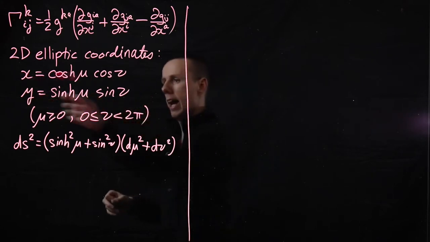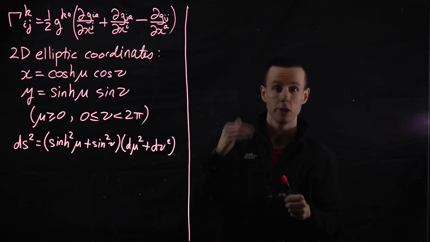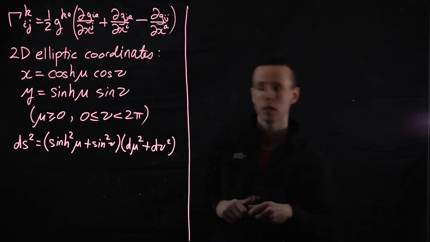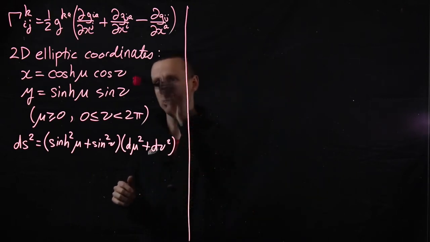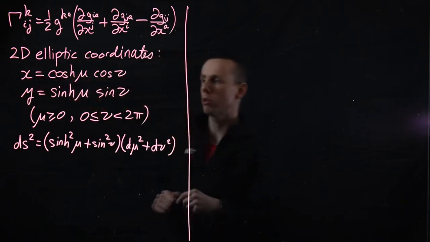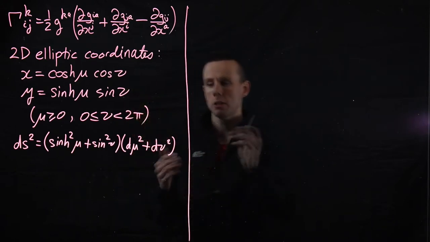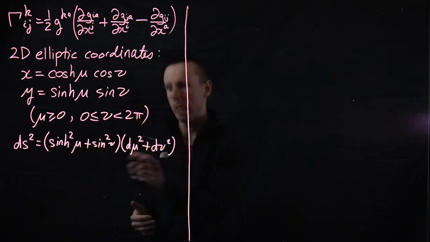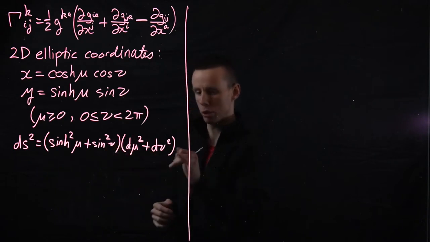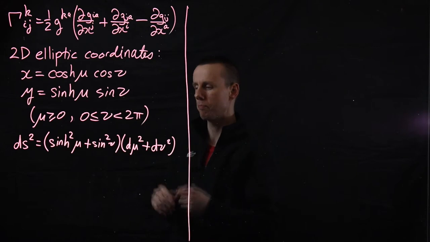Remember in Cartesians, ds squared is just equal to dx squared plus dy squared. So you could be asked to use these transformations from Cartesians to elliptic coordinates. You could be asked in principle to find dx, dy, square them, add them. But at any rate, this is what you would get. So here we'll just take it as a given, and we will try to find some Christoffel symbols.